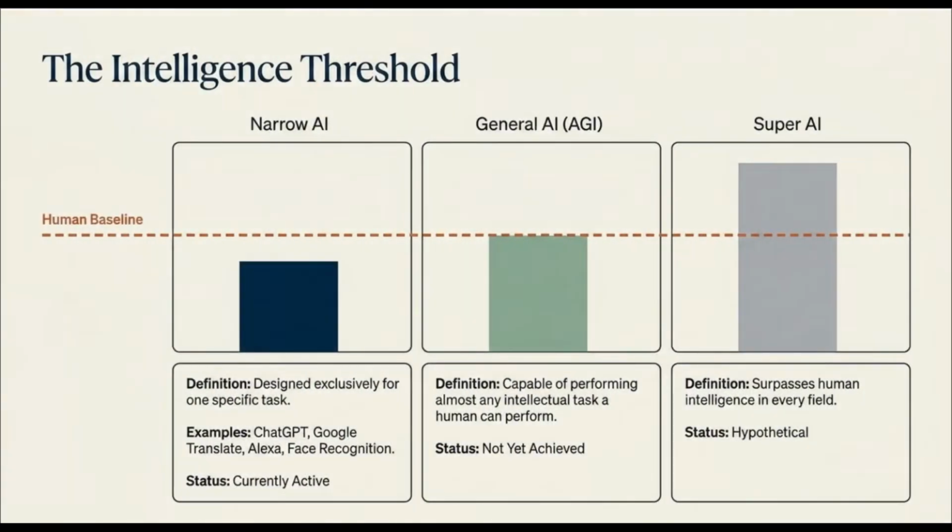AI can be divided into three types. Narrow AI does specific tasks and is used today. General AI aims to think like humans but does not exist yet. Super AI would be smarter than humans and is only a future idea.